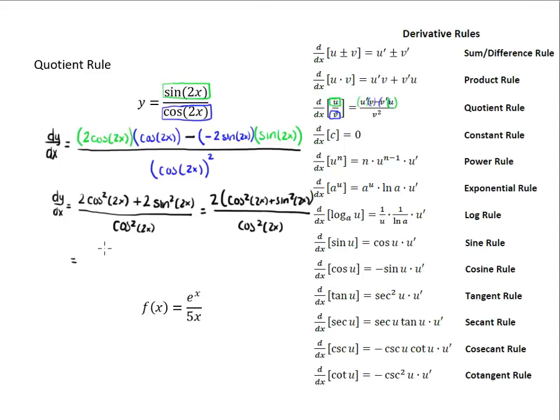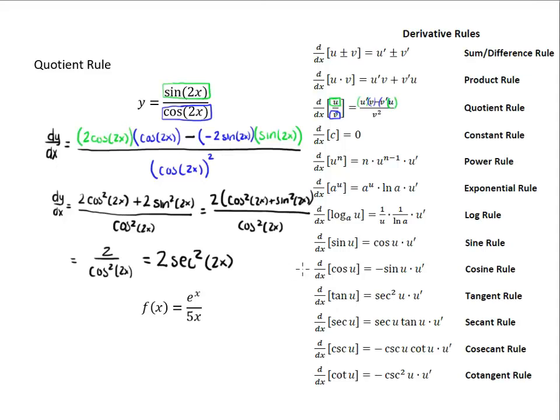2 over the cosine squared of 2x, which you could leave like that, but 1 over the cosine is secant. 1 over the cosine is secant, so 1 over cosine squared is secant squared. So this is the exact same thing as 2 times the secant squared of 2x. And that's how that really long, ugly derivative would simplify.